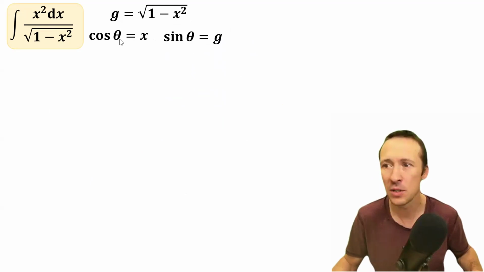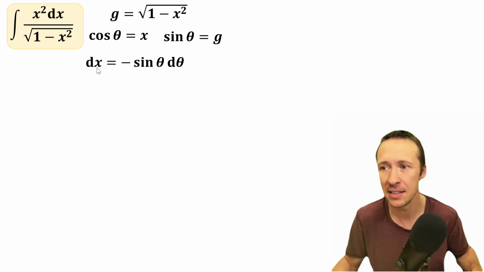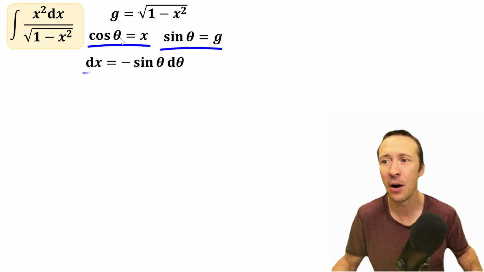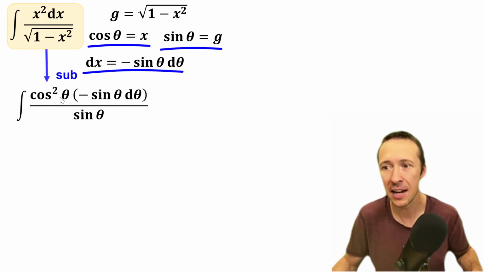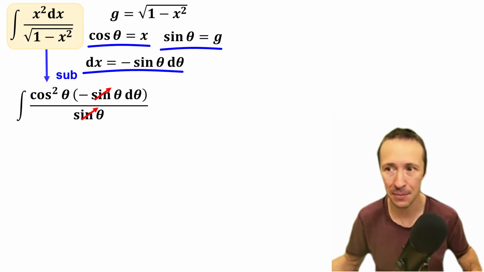So this cos theta equals x equation, we'll take the derivative and then rearrange such that dx equals negative sine theta d theta, because negative sine theta is the derivative of cos theta. Now, we can substitute all of this stuff in, and this gives us cos theta squared because cos theta is x, and then dx is this negative sine theta d theta. You see that? And then the square root of 1 minus x squared, that's our g. And check this out. In all its glory, we can cancel out our sine and hopefully things are better.